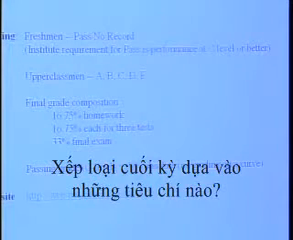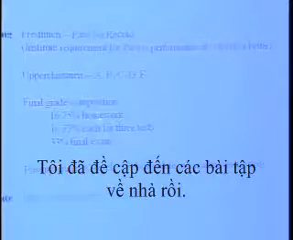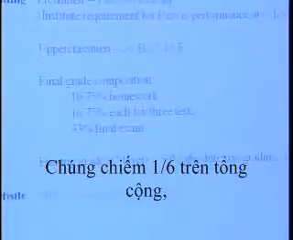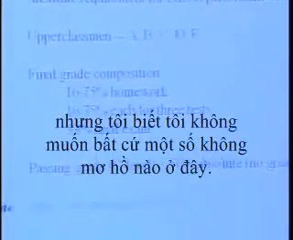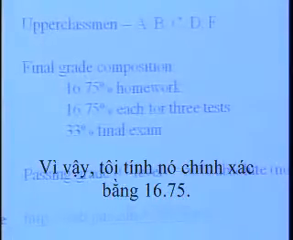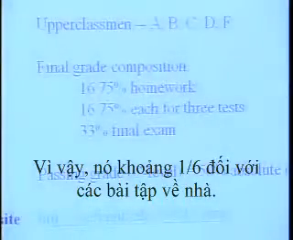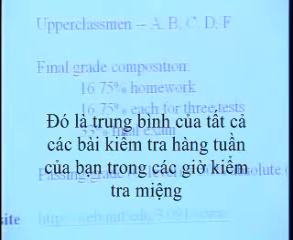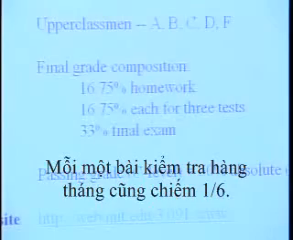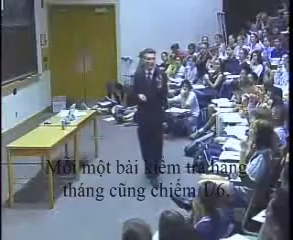What is the final grade made of? I already mentioned homework. Now, this is supposed to be 1/6, but I know I don't want any transcendental numbers here, so I made it 16.75 exactly. So it's roughly 1/6 for the homework. That's the average of all of your weekly quizzes in the recitation. Each of those 3 monthly tests gives also a 1/6.